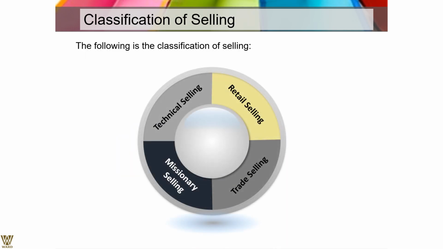The classification of selling is technical selling, retail selling, missionary selling, and trade selling. Technical selling is about the know-how of the product, retail selling about the nitty-gritties. Everybody knows, both the producer, the supplier, the seller, and the consumer. Missionary selling is somewhere down the line. You are preaching the requirement, why it is to be done, what should not. It's mostly a concept-selling kind of scenario. And then we have trade selling altogether.